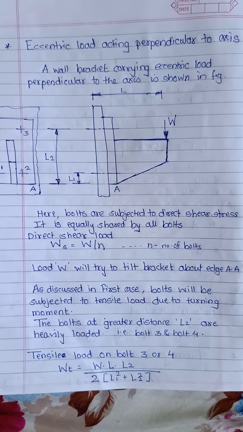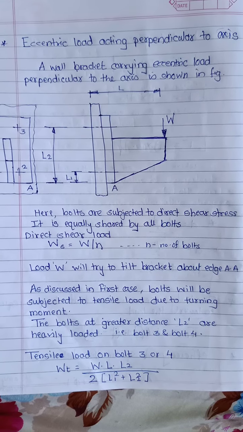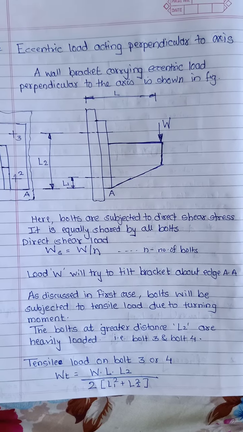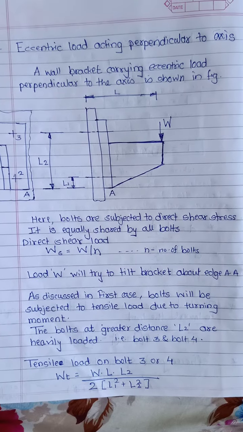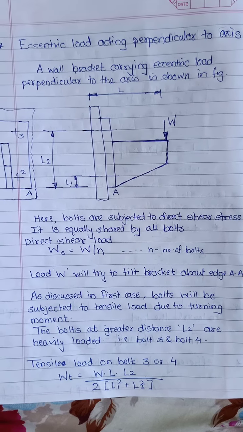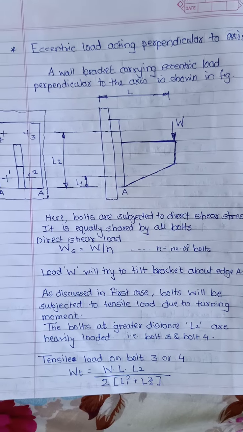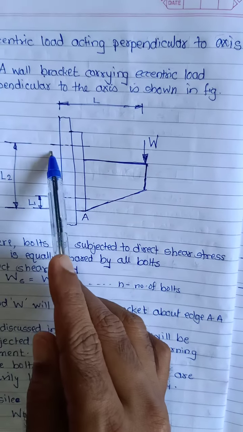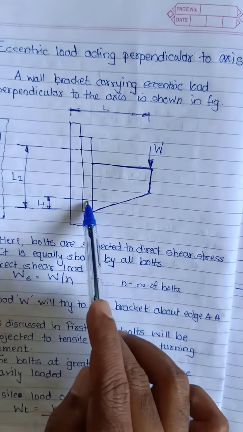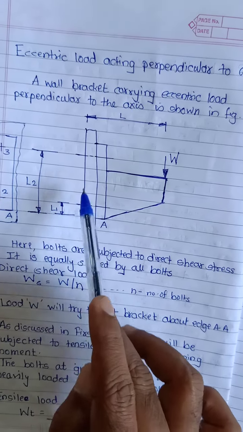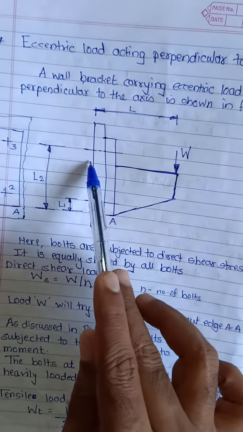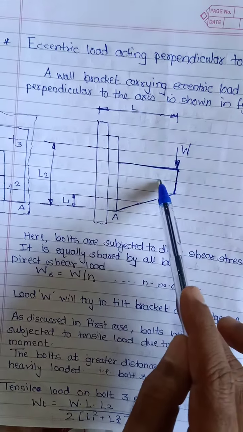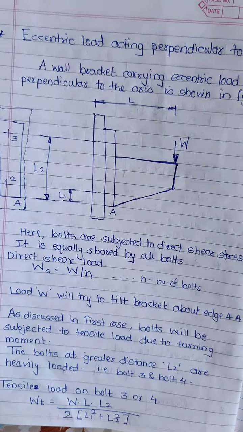Now in the first lecture we have studied how to design a bolt if the load is parallel to the axis of bolt. In this case we shall see how to design a bolt if the load is perpendicular to the axis of bolt. Here you can see the axis of bolt at L1 from this edge, and at distance L2 we have the bolts. These are the bolt axes, and you can see the load is perpendicular to the axis of bolt.